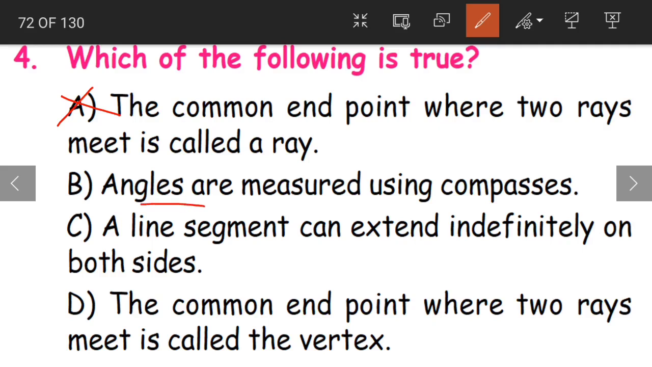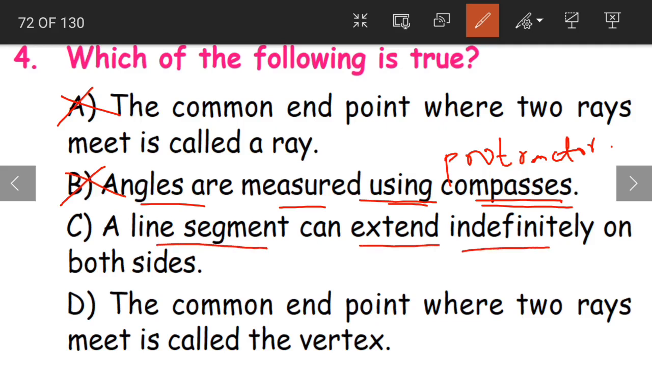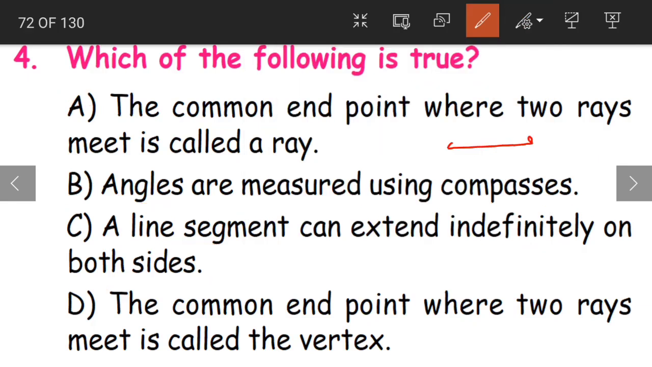Coming to statement B, angles are measured using compasses. We have learnt about measurement of angles. What is the geometrical instrument we use for measuring angles? It is a protractor. So here it is said that angles are measured using compasses, so it is false. Coming to statement C, a line segment can extend indefinitely on both the sides. Again children, what is this? This is a line segment. A line segment has two endpoints. Can it extend indefinitely on both the sides? No, it cannot extend. It has a fixed length. So statement C is also false.